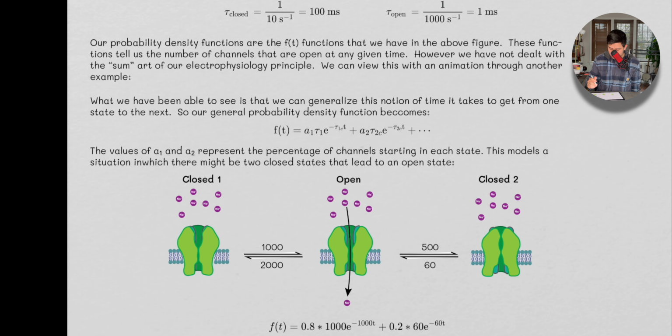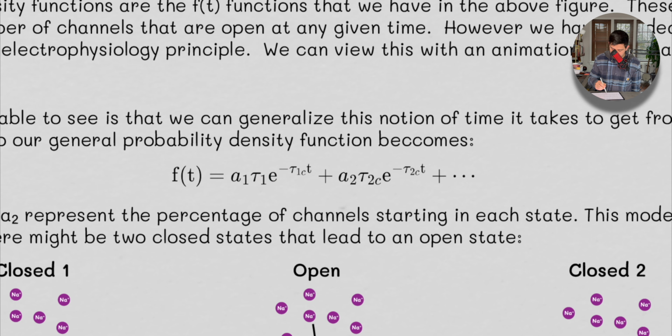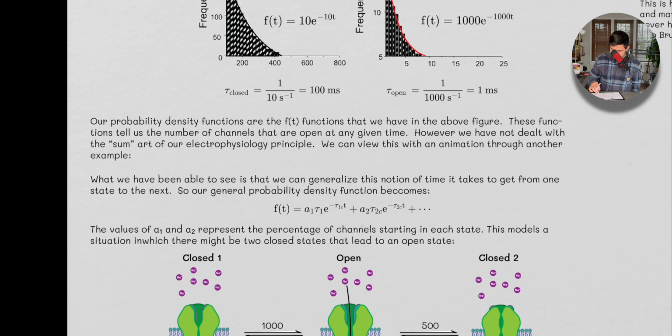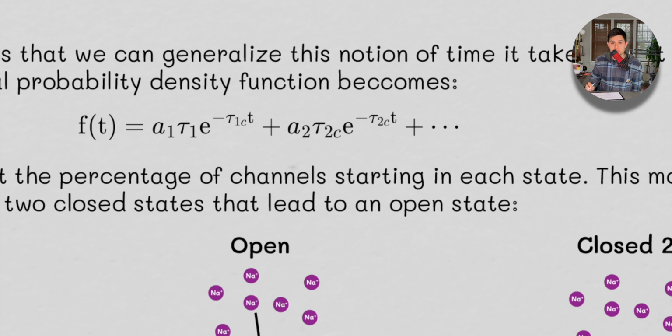We say, okay, we have this e here, e to the -10t. The -10 is associated with this rate constant, but now we have these other rate constants. We have this t1c, t2c. What is this? Well, suppose we have two closed states. This might be open, but not permeable. This could be the constant that tells us something about Brugada Syndrome.